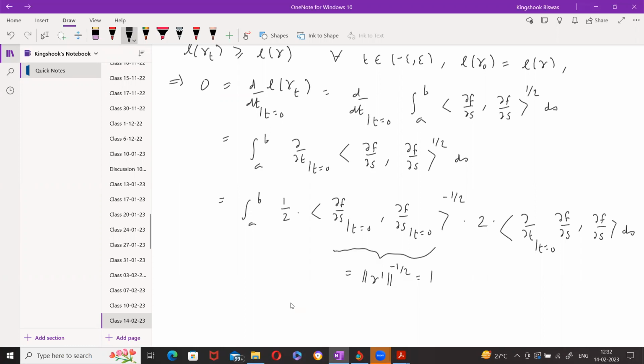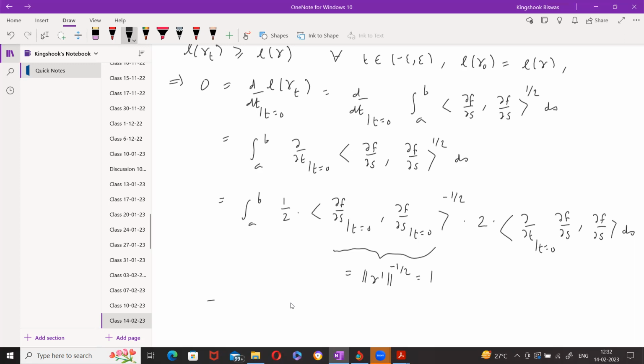Okay. So I get this. Now I can use the fact that f is C2, so these partial derivatives commute. So I can take the del del t inside. Okay. So if I take the del del t inside, what is del f del t at t equal to 0? By definition, that is my variation vector field V, right? So then this is going to be del V del S inner product del f del S, right? And this half and the 2 will cancel.